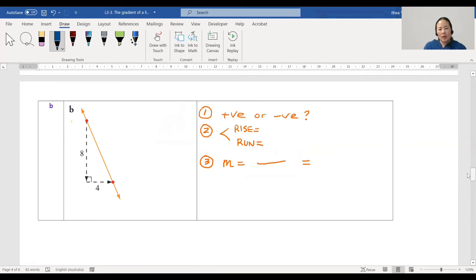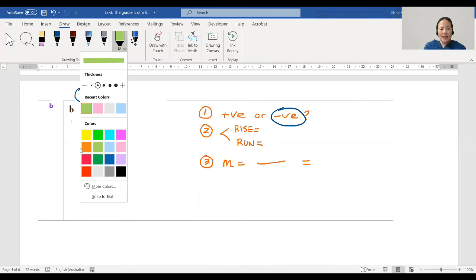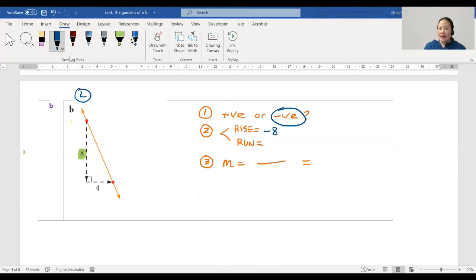The next one, let's have a look at this line. It's going towards my left. Therefore, my gradient will be negative. That means my rise will be a negative rise, minus 8, negative 8. My run doesn't really matter because there's no negative or positive. It's just 4. And my little m, which is my gradient, is rise over run. So I'm going to go minus 8 divided by 4.